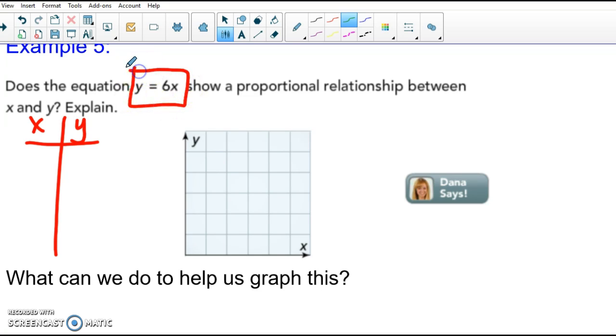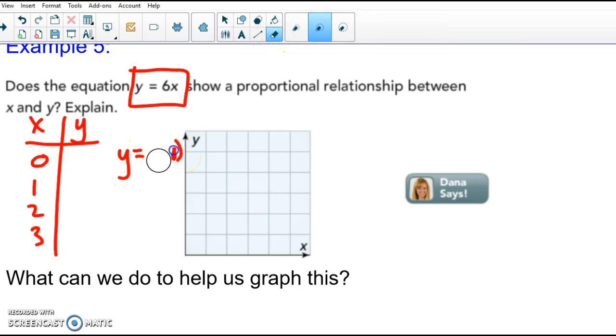If this is the equation of my line, then let's pick a few x values. And since my graph starts at 0, 0, we'll make 0 my first point. And maybe we'll do 0, 1, 2, and 3. So if I put 0 into my equation for x, then that gives me y equals 6 times 0. And you can't read that at all, so let's try that again.